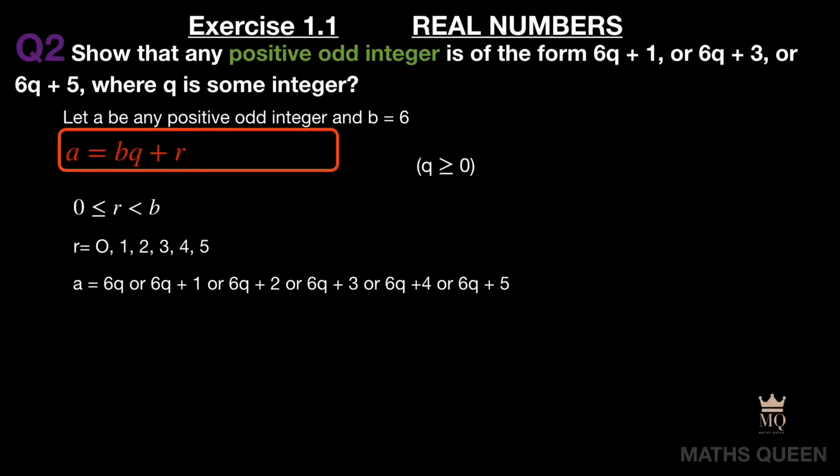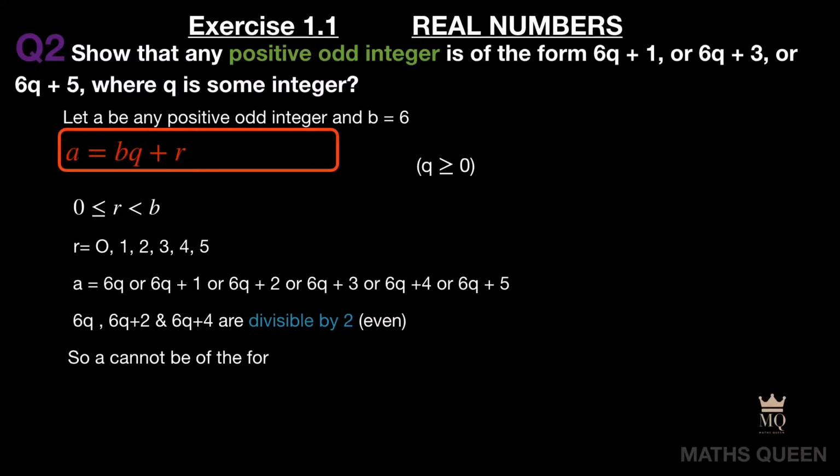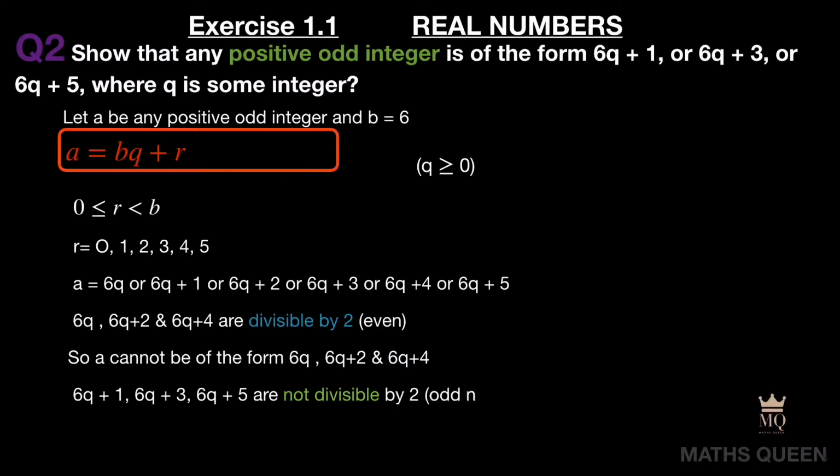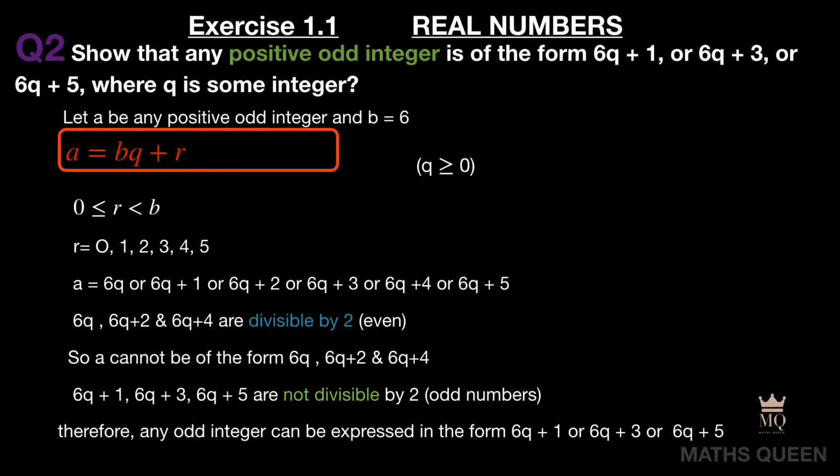It's just simple, right? So we have to say that here 6q, 6q + 2 and 6q + 4 are divisible by 2, indicating that these are even. So a cannot be of the form 6q, 6q + 2 and 6q + 4, because we already stated that a is a positive odd integer. And 6q + 1, 6q + 3 and 6q + 5 are not divisible by 2, indicating that they are odd numbers. Therefore, if a is any odd integer, it can be expressed in the form 6q + 1, 6q + 3 or 6q + 5. It's clear, right? Let's move on to similar questions so you understand it better.